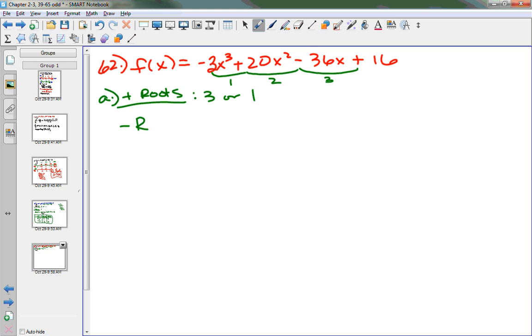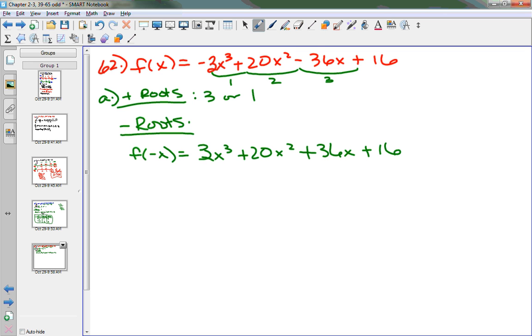Negative roots. My negative roots, I'm going to do f at negative x. So which powers change? The odd. The odd powers change to give me 3x cubed plus 20x squared plus 36x plus 16. Do I have any sign changes going on there? No. No, so how many negative roots am I going to have? 0. 0 negative roots. So what's the important thing that I want you to write down on here?